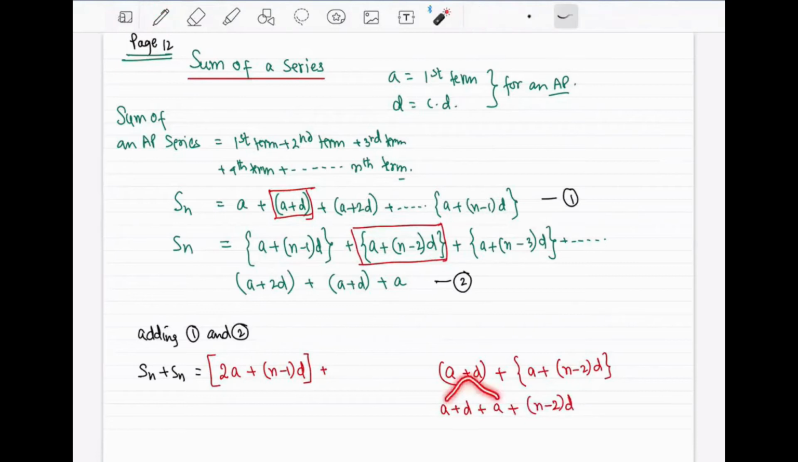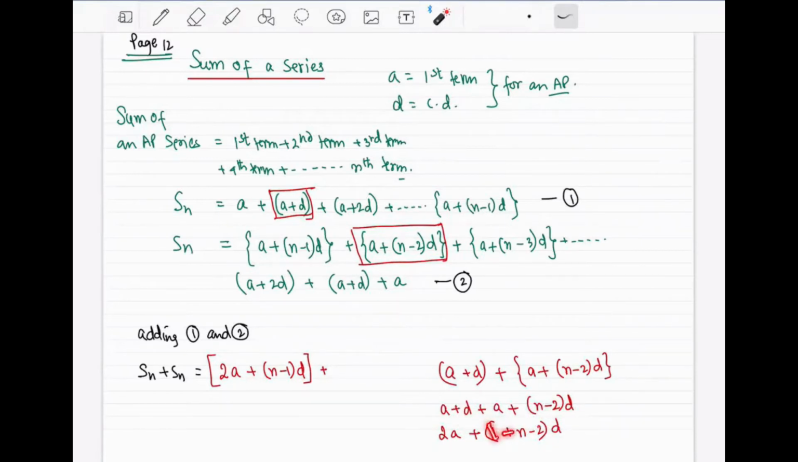Okay, now look, these two, how much is it? a plus a, twice a, right? Twice a plus. What about these two? d and d can be taken as a common factor. What is remaining here? 1 is remaining here. So we will have 1 plus n minus 2, with d taken as the common factor. These two are added and we have obtained twice a. This and this are added, and we have taken d as the common factor. From here, 1 is left out. From here, n minus 2 is left out.